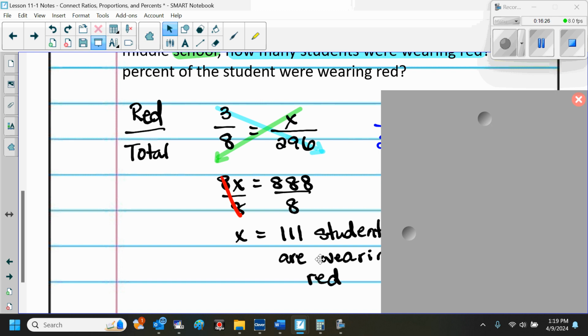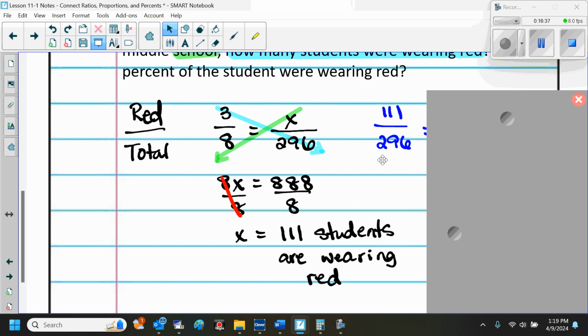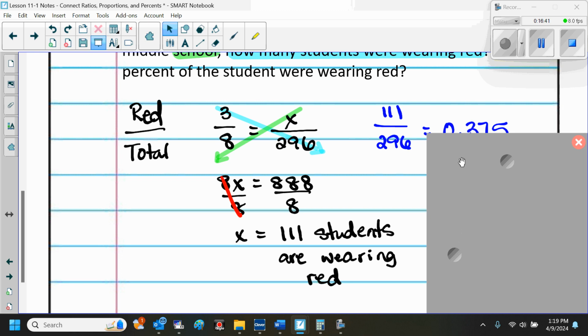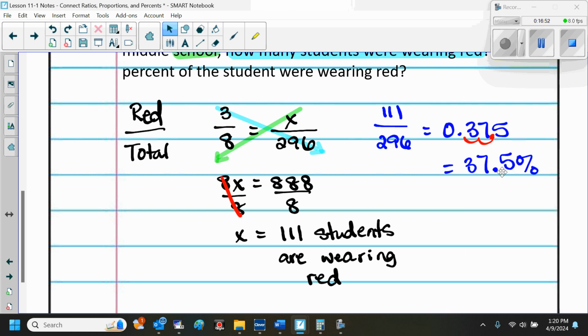Now we want to change that to a percent. Okay? So I took the 111 students and I put that over the total number of students and changed that to a decimal. So when I change that to a decimal, I get 0.375. And of course, to change a decimal to a percent, we just move the decimal two places to the right, and we get 37.5%.